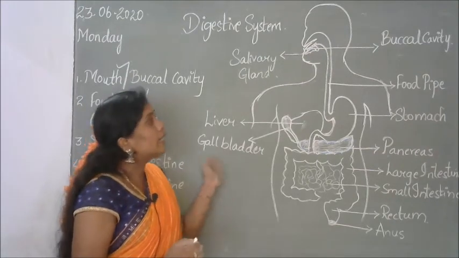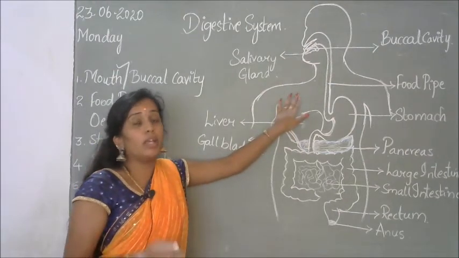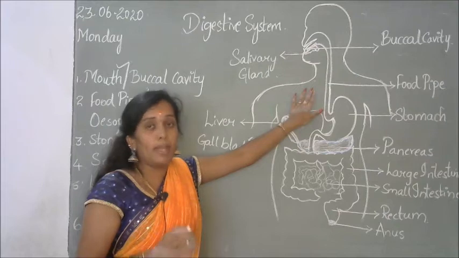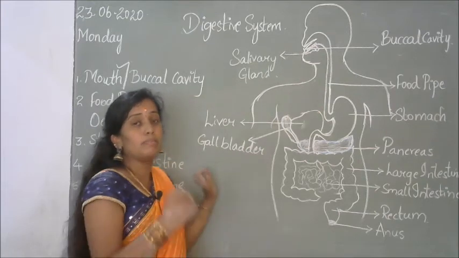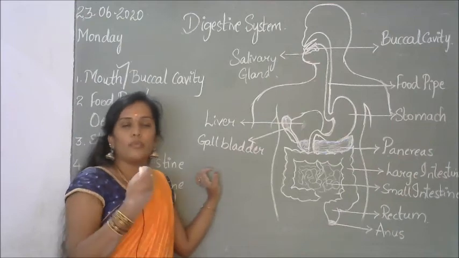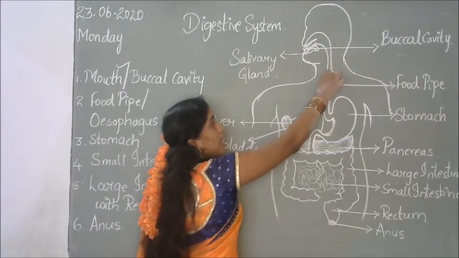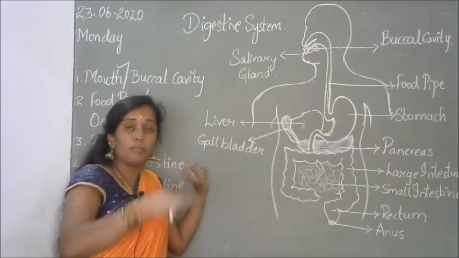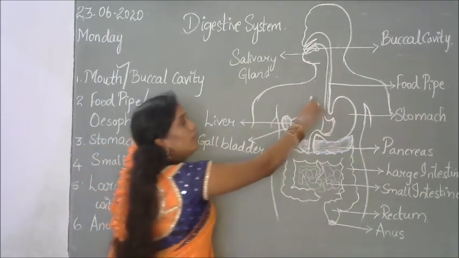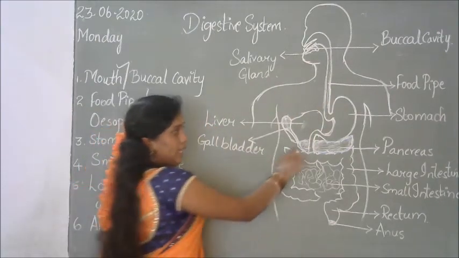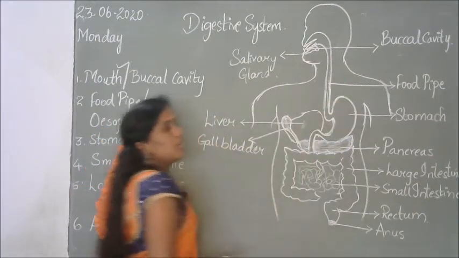Next, coming to the food pipe. The food that you swallow reaches the food pipe. The food pipe is present along the neck and the chest. The food you swallow enters it, and the food keeps being pushed downwards with the movement of the food pipe's walls, and then it reaches the stomach.